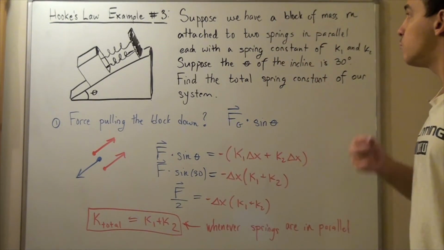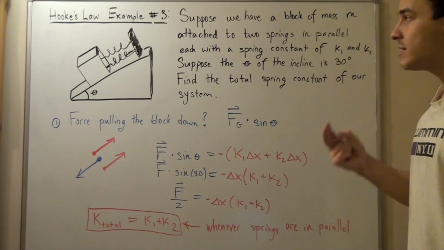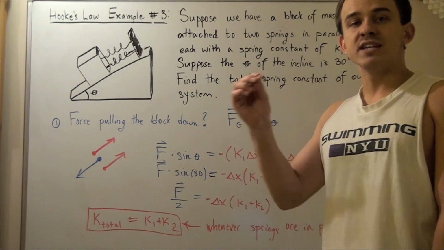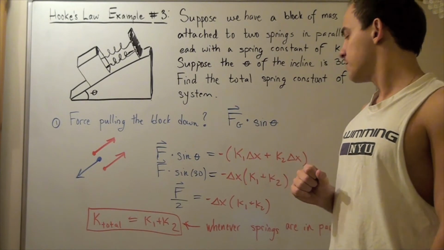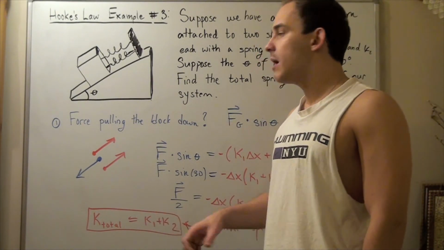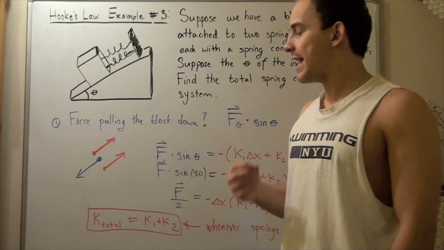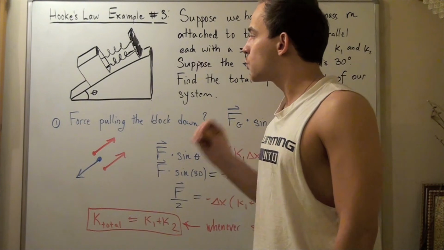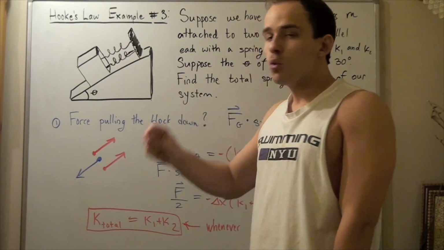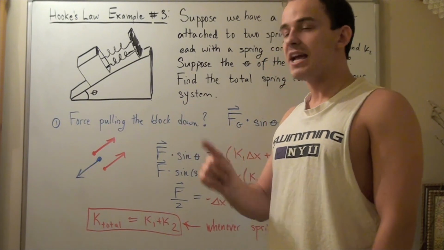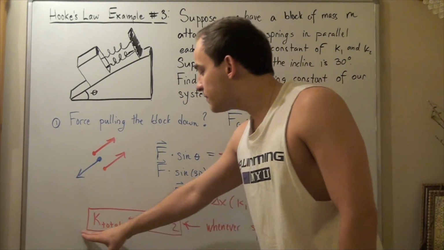So it turns out that whenever we place 2 springs, 3 springs, 4 springs, and so on, whatever number of springs in parallel to one another, we simply add the spring constants up to get our total K. And this simply means that if I wish to replace these two springs with a single spring, that single spring has to have a constant of K total.